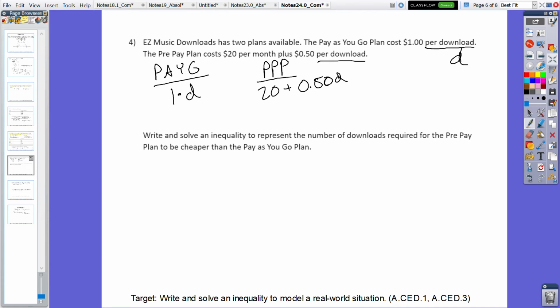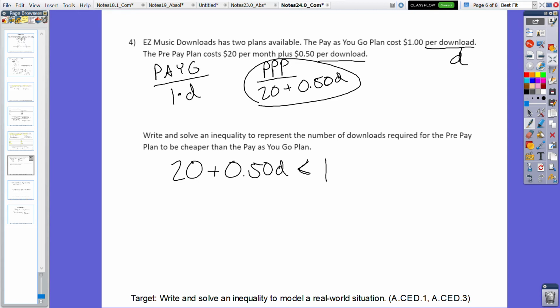Okay. So we want to write the inequality that represents the number of downloads required for the prepaid plan, so this guy over here, to be cheaper than the pay-as-you-go plan. So this expression for the prepaid plan should be less than the pay-as-you-go. Okay, so that's going to be 20 plus 0.50D less than 1D. And the only reason we want less than is because we want it to be cheaper, not the same.